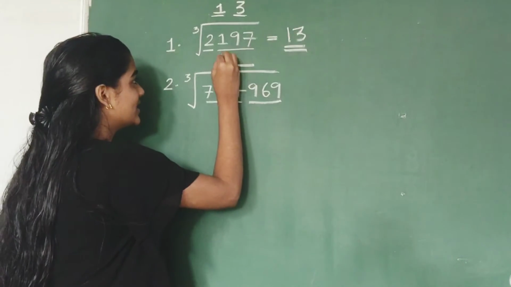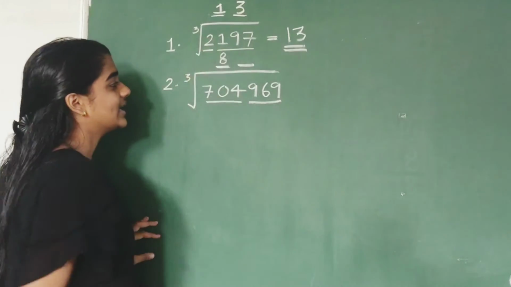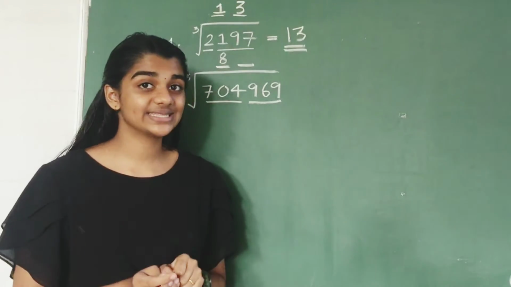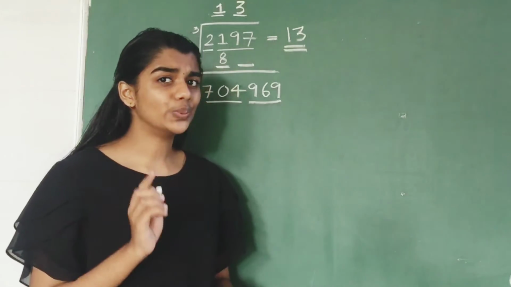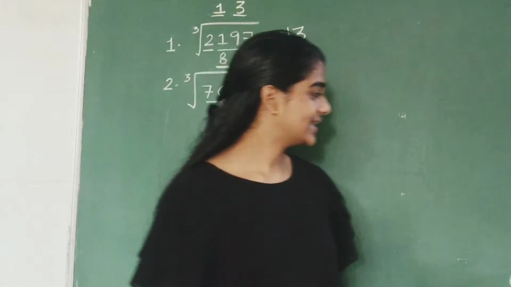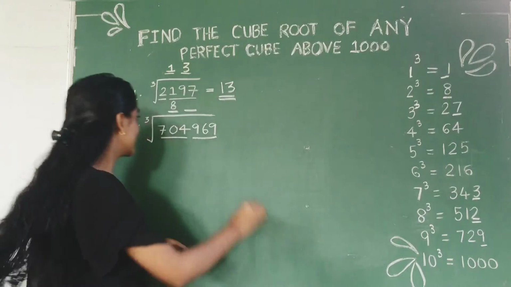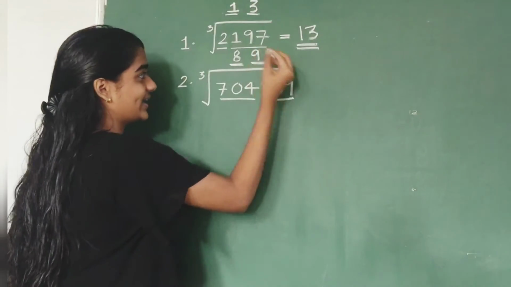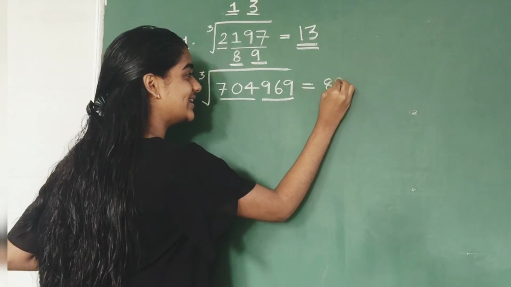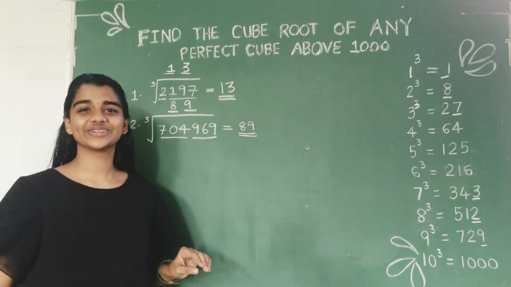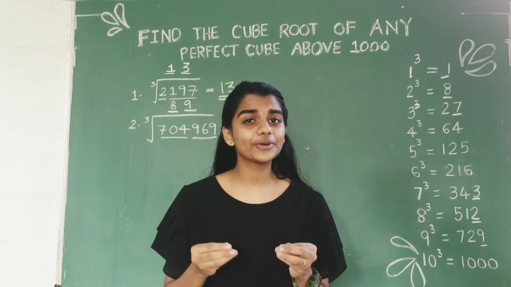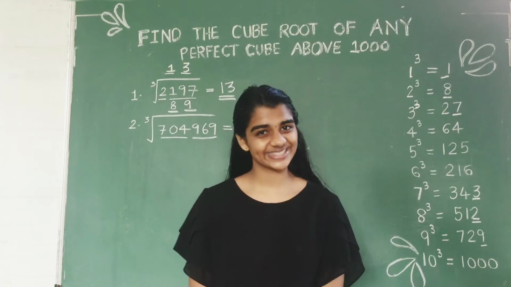We write here 8. Now tell me 969. Which is the last digit in 969? It's 9. And which is the perfect cube that ends in 9? It is 9 cube. So here it would be 9. And the final answer would be 89. Yes, you found the answer. That was too quick, and with practice, you can find the answer in just 10 seconds.